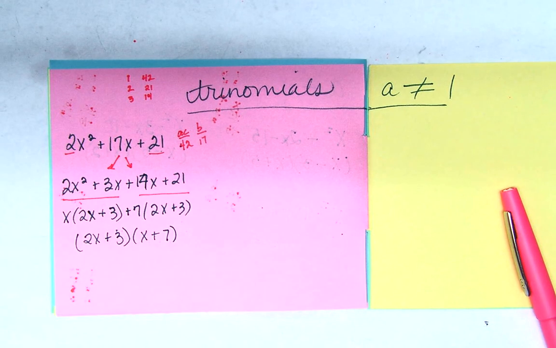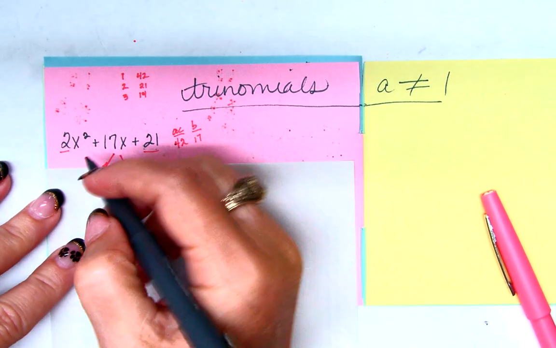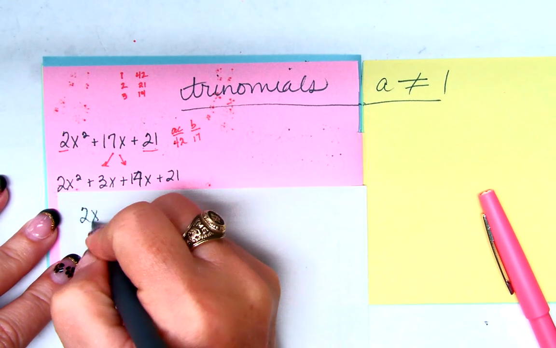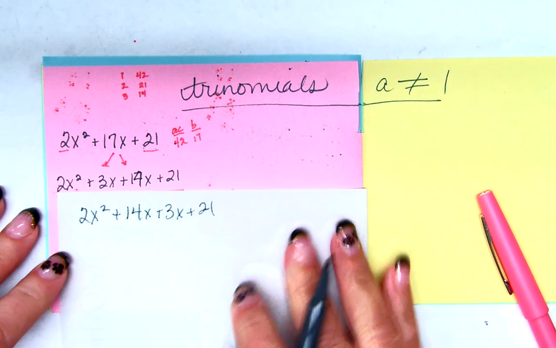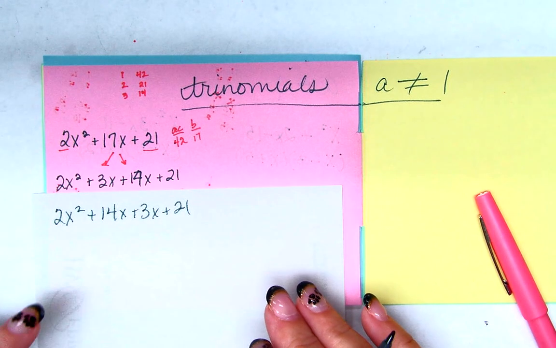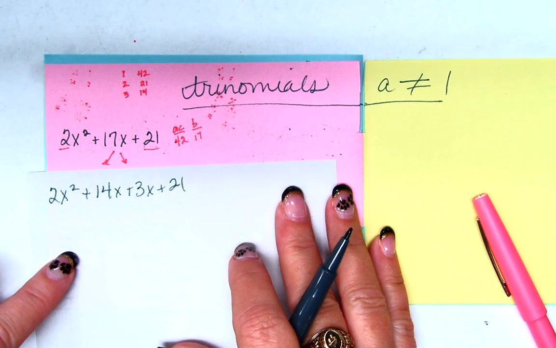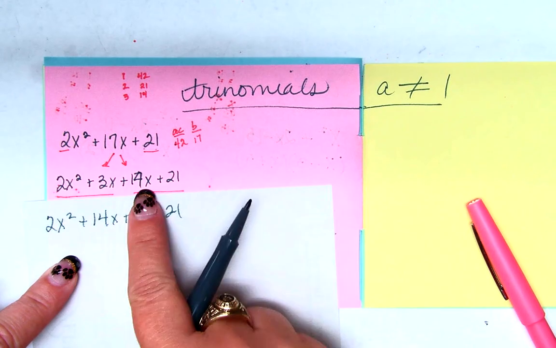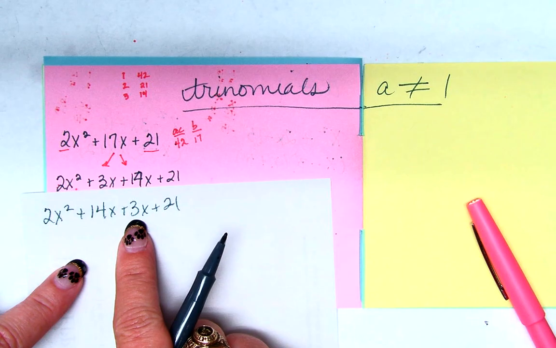Can I answer a question that you haven't asked yet? You can always answer a question. What if, and you don't have to write this down, what if I wrote this instead? 2x squared plus 14x plus 3x plus 21. Do you see what I did? I split the middle term like I normally did, except I wrote the 14 first instead of the 3 first. You'll get the same answer.